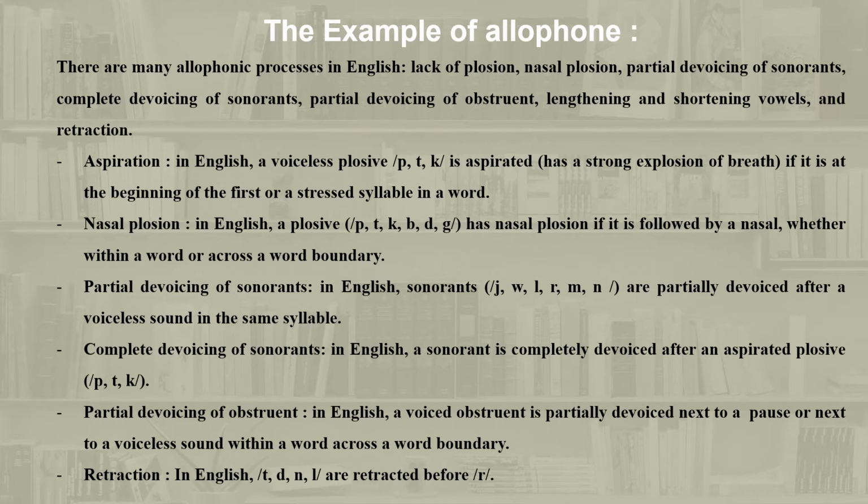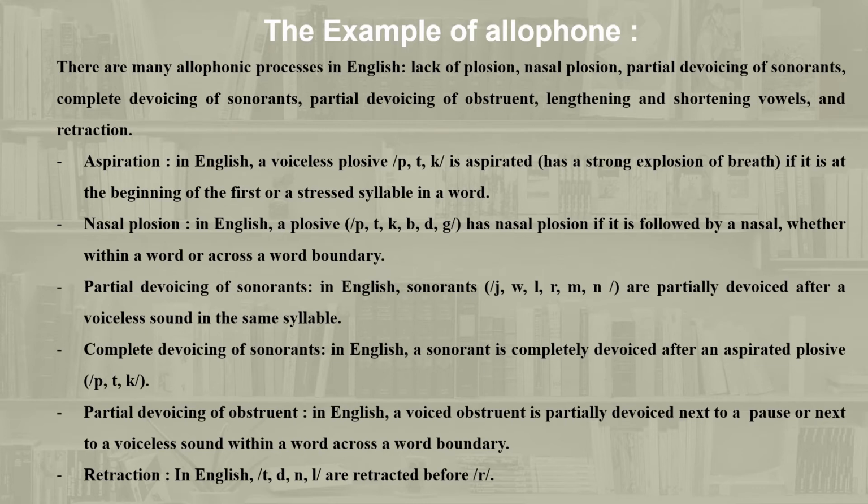Nasal plosion. In English, a plosive p, t, k, b, d, g has nasal plosion if it is followed by a nasal, whether within a word or across a word boundary. Partial devoicing of sonorants. In English, sonorants G, W, L, R, M, N are partially devoiced after a voiceless sound in the same syllable.